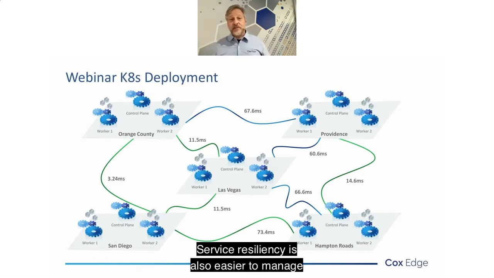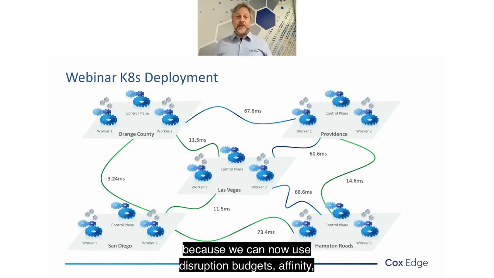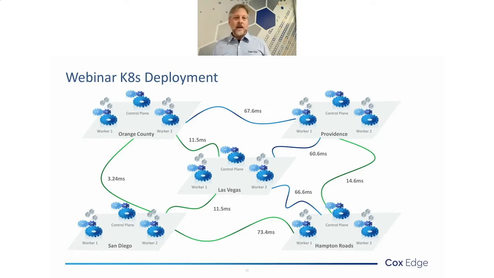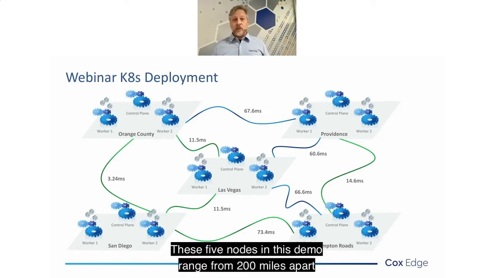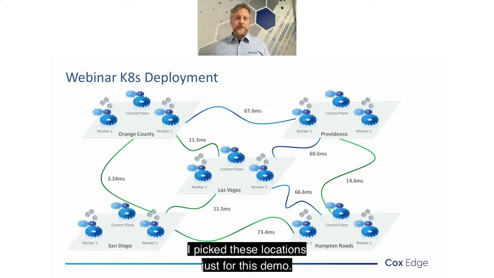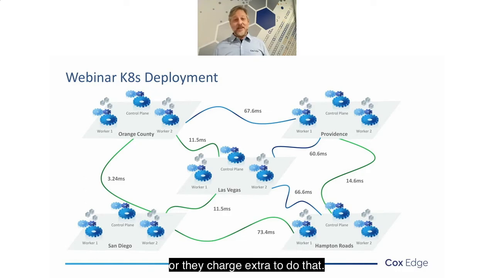Service resiliency is also easier to manage because we can now use disruption budgets, affinity and anti-affinity across data centers. These 5 nodes in this demo range from 200 miles apart to 2,500 miles apart. I picked these locations just for this demo. You can decide where your own workloads will run. Some providers don't let you pick your data center, or they charge extra to do that. If you need any help, we have an excellent customer success team to guide you with placement.